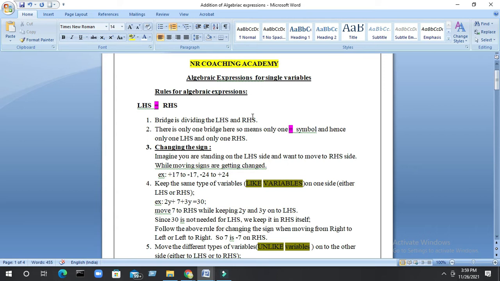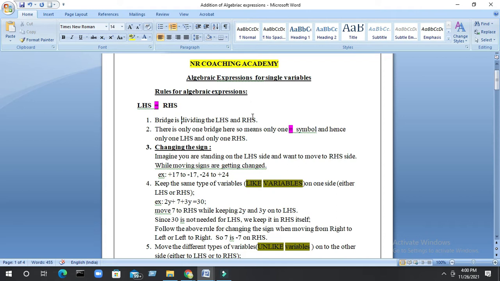Another important point to note is that you are crossing only one bridge. You are moving either from left side to right side or from right side to left side with only one bridge, because I have seen many students make the mistake of using more than one equal sign. That is so silly. So I am mentioning this point here, that we use only one single equation when resolving the values of any given variables. Since there is only one equal sign, we need to have only one LHS on the left side of the bridge and only one RHS on the right side.